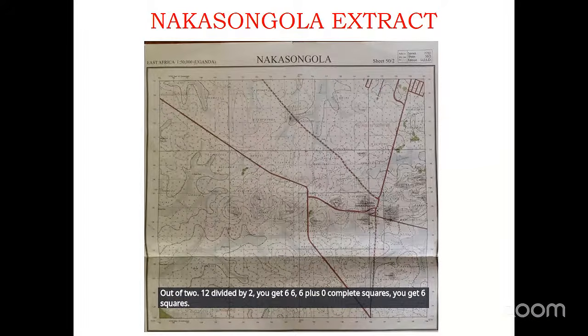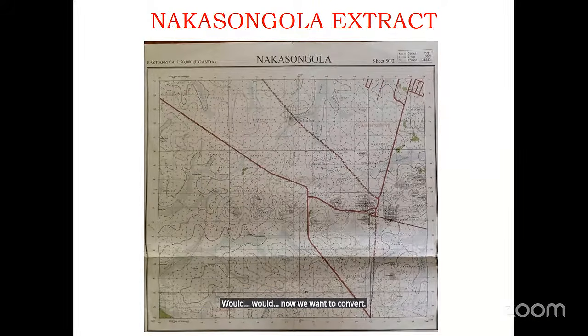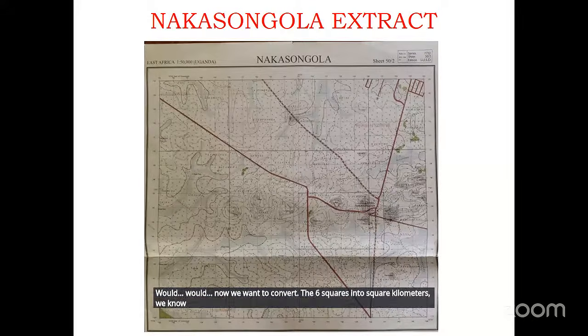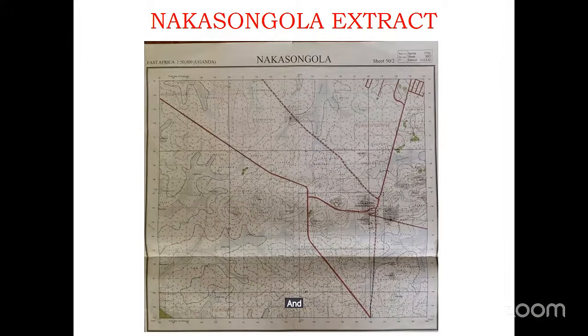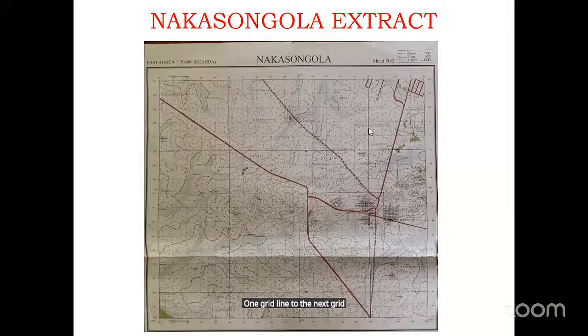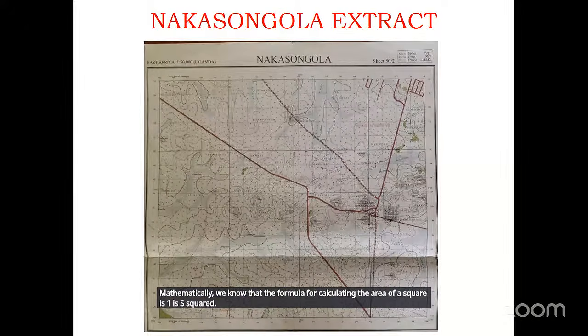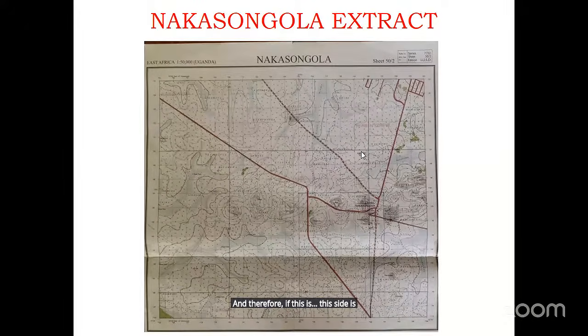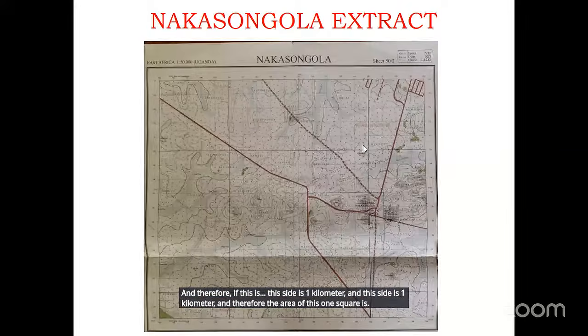Now we want to convert the 6 squares into square kilometers. We know that area is calculated and stated in square kilometers, and therefore we multiply by the area of 1 square. We know very well that from one grid line to the next grid line is 1 kilometer, east and north of the map, and therefore they form what we call grid squares. Mathematically, the formula for the area of a square is S squared. If this side is 1 kilometer and this side is 1 kilometer, the area of one square is 1 kilometer squared.